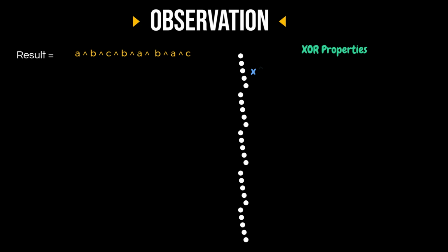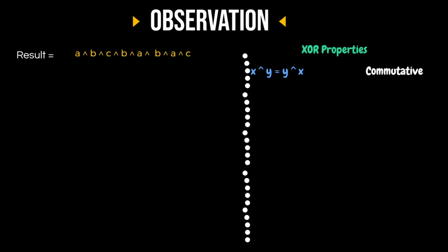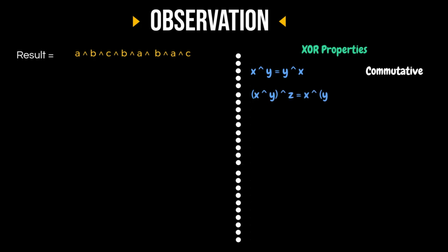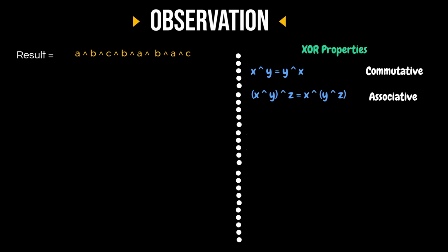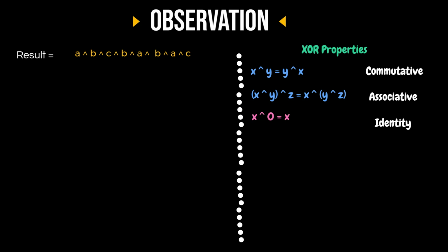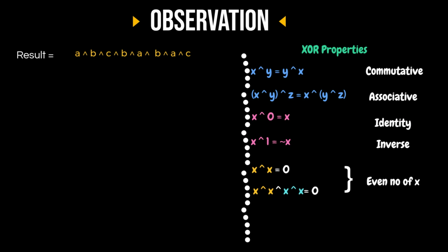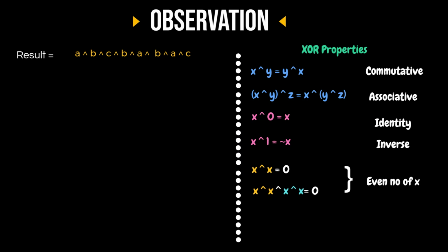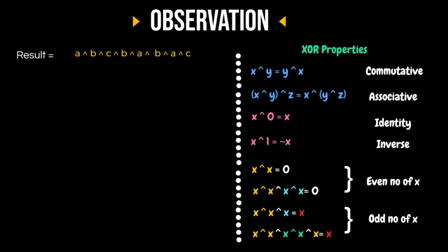X XOR y is equal to y XOR x. This is commutative property. X XOR y XOR z is equal to x XOR y XOR z. This is associative property. X XOR 0 is equal to x. This is identity property. X XOR x is not x. This is inverse property. If even frequency of numbers are XORed amongst themselves, we get 0. If odd frequency of numbers are XORed amongst themselves, we get x.